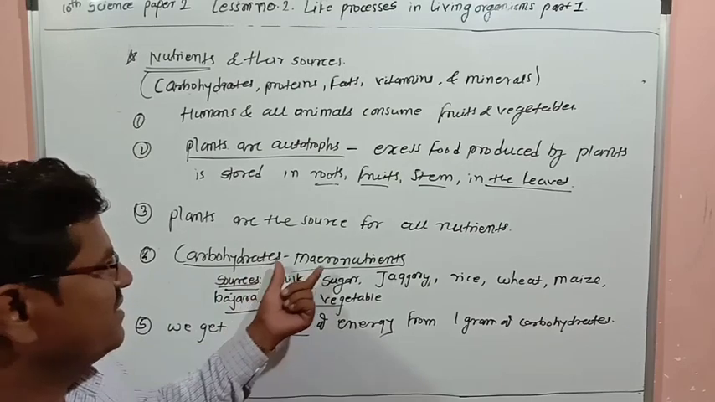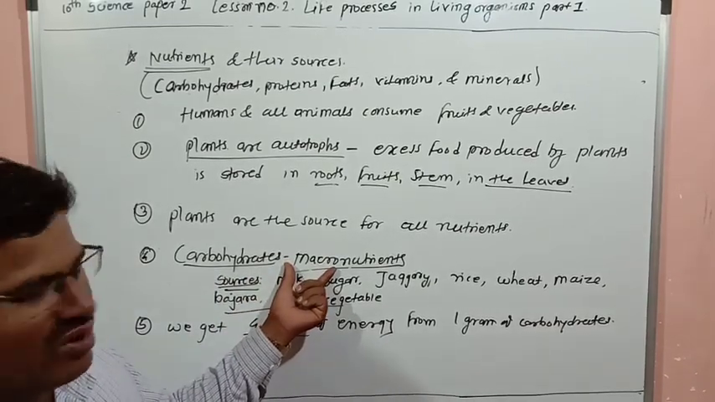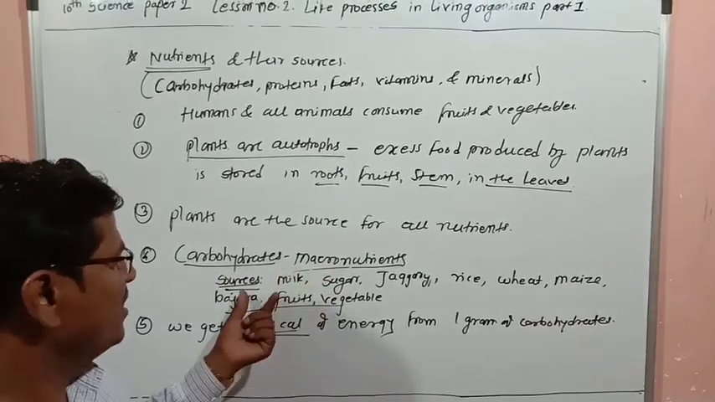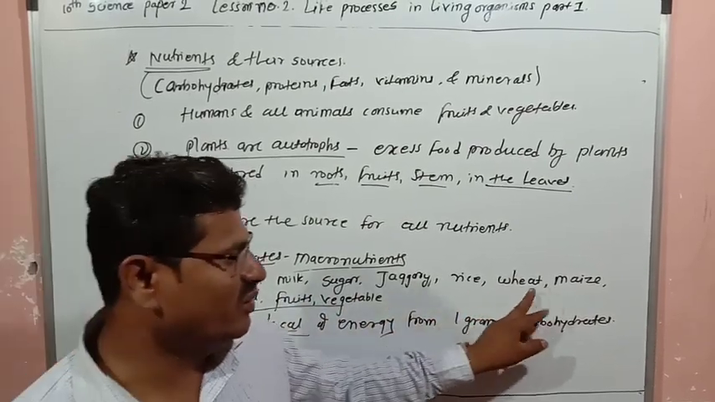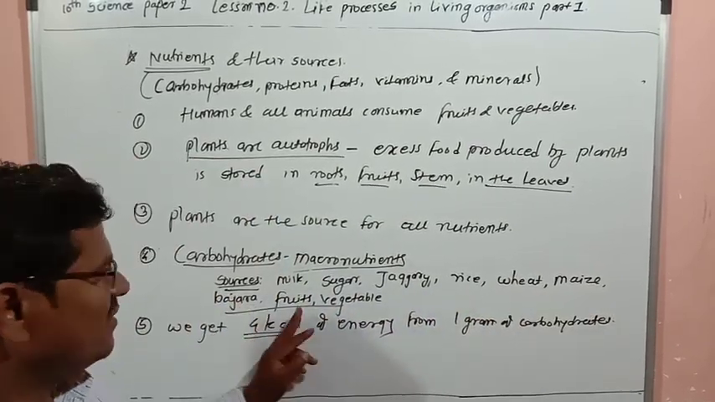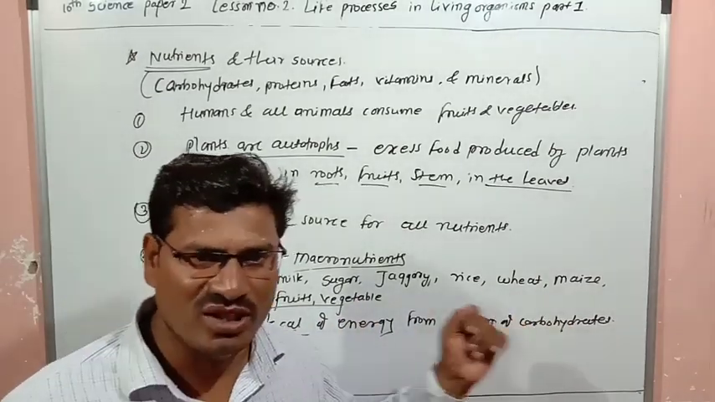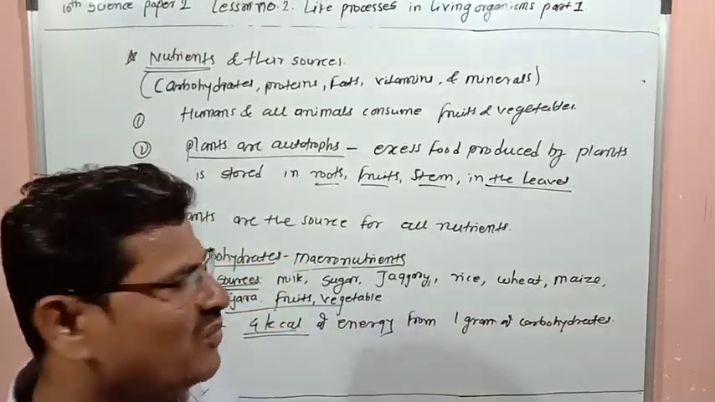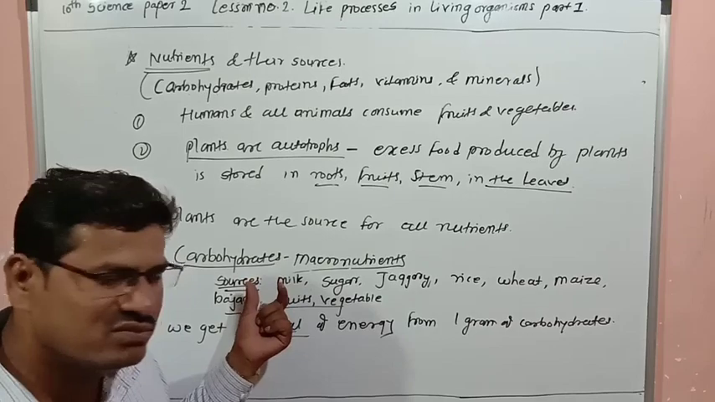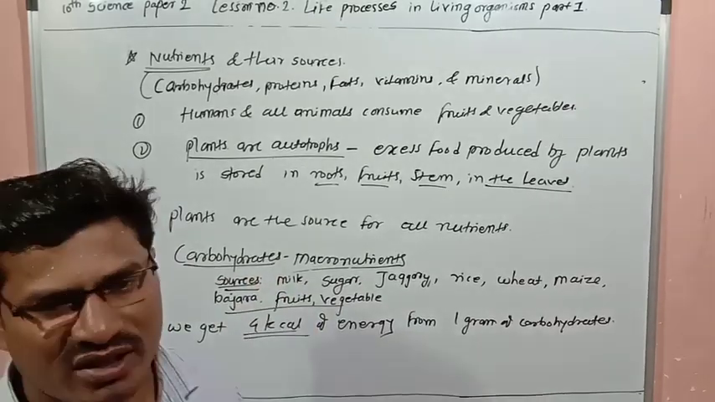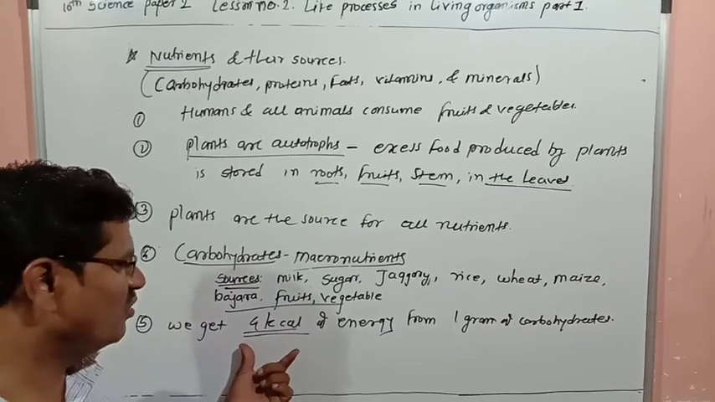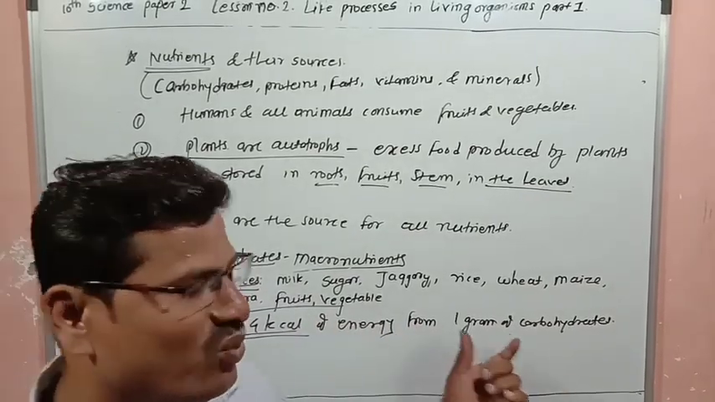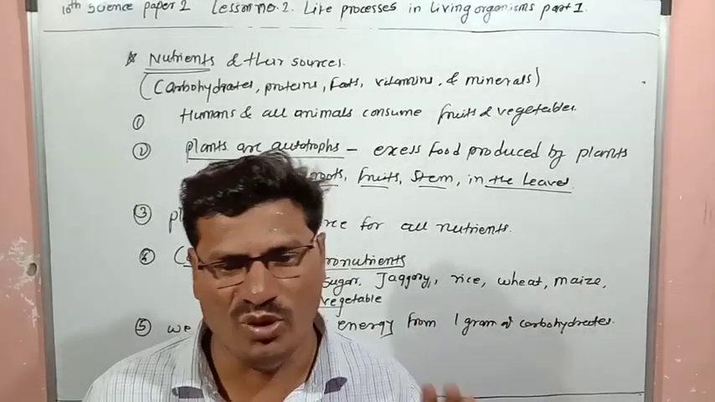Carbohydrates are called macronutrients. Sources of carbohydrates are milk, sugar, jaggery, rice, wheat, maize, bajra, fruits, vegetables, and jowar. All these are foodstuffs from which we get a large amount of carbohydrate. And we get 4 kilocalories of energy from 1 gram of carbohydrate.